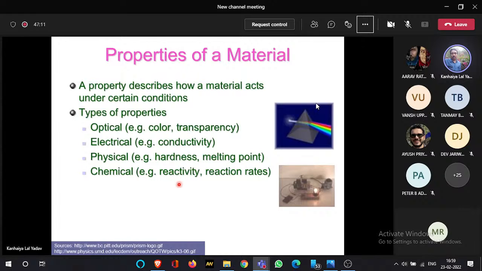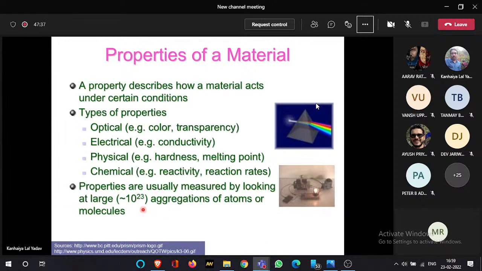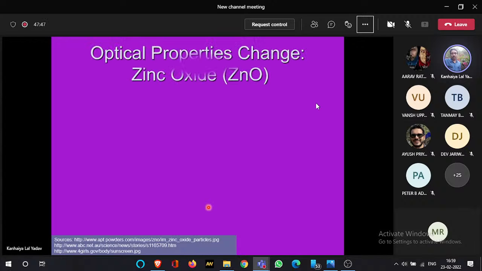Reactivity you may have seen: suppose in a coffee cup you put a big crystal of sugar to make it sweet. It takes a longer time to dissolve. But if you make a powder of that sugar cube and then put it there, it dissolves very fast. So properties are usually measured by looking at large aggregates, meaning 10^23 atoms or molecules. But at the nanoscale, there are smaller numbers, and they behave differently.